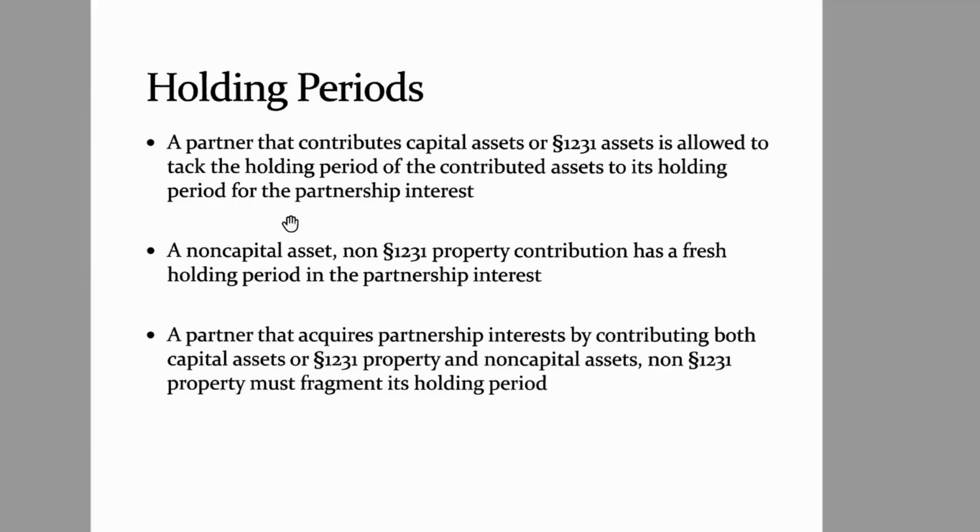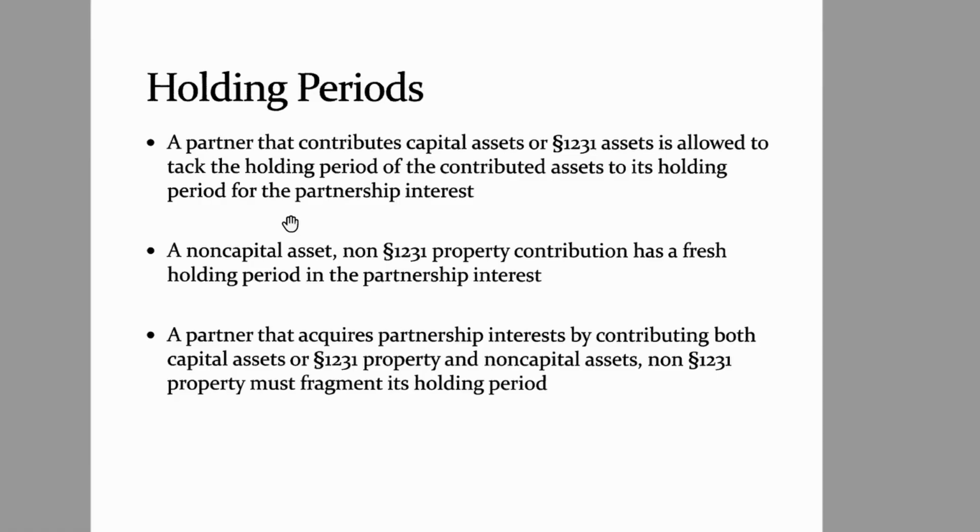I think that's what I just said, right? A partner that contributes capital assets or 1231 assets is allowed to tack the holding period to the contributed assets. That would be the land in that example potentially. Non-capital assets, non-1231, have a fresh holding period, which would be my cash and my AR. A partner that acquires an interest by contributing both 1231 and non-capital assets, non-1231, must fragment its holding period.